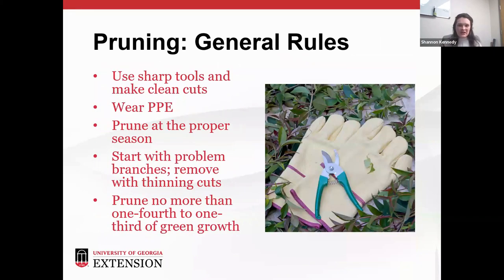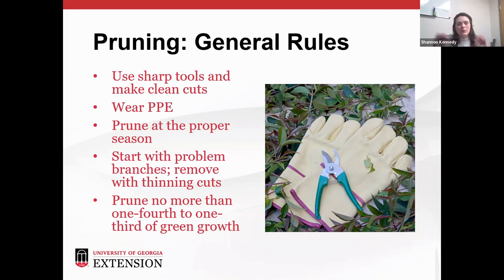So as we're nearing the end, I've got a couple more slides here, and these are your general rules that you want to pay attention to. You really need clean, sharp tools. If you don't clean your shears, you could be spreading disease, especially if you are pruning the plant for the purpose of removing a diseased branch. So make sure that you use some sort of sanitation, like a 10% bleach solution on your tools before you move from one plant to another.